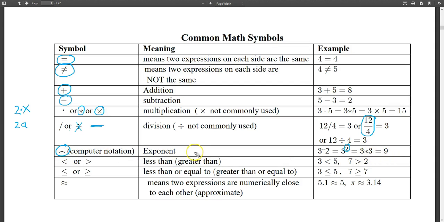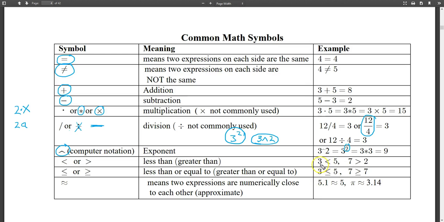Now that hat symbol, usually we write 3 squared like this. We don't usually write this. Usually this is reserved for computers and calculators. If you look on a calculator, you'll see a hat button on it. That means exponent. And when you type it in, you'll see it written like this on the screen. The same with Excel. If you evaluate 3 hat 2, you'll see the hat symbol appear, and that means 3 squared like this.